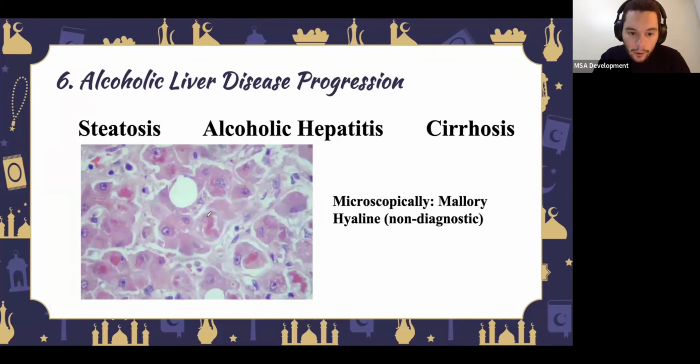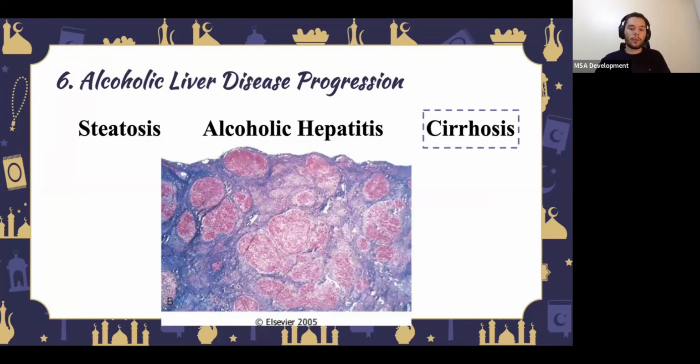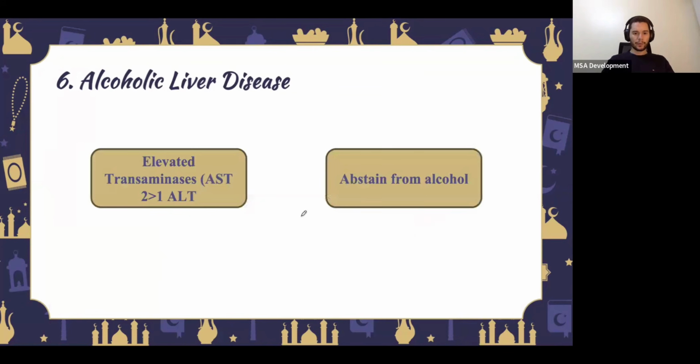Here you can see those hyaline red structures, and those are referred to as Mallory hyaline bodies. Although they are not diagnostic, they are also found in alcoholic liver disease. Finally, in cirrhosis, you'll find fibrosis and regenerative nodules. Simple. This is alcoholic liver disease in simple.